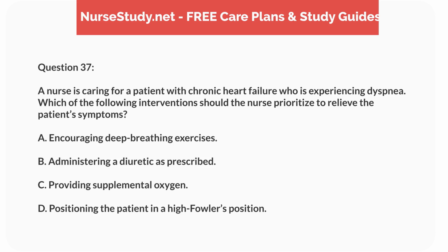Question 37. A nurse is caring for a patient with chronic heart failure who is experiencing dyspnea. Which of the following interventions should the nurse prioritize to relieve the patient's symptoms? A. Encouraging deep breathing exercises. B. Administering a diuretic as prescribed. C. Providing supplemental oxygen. D. Positioning the patient in a high Fowler's position.